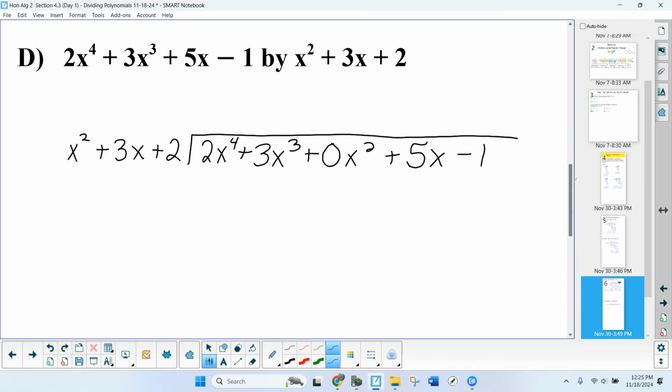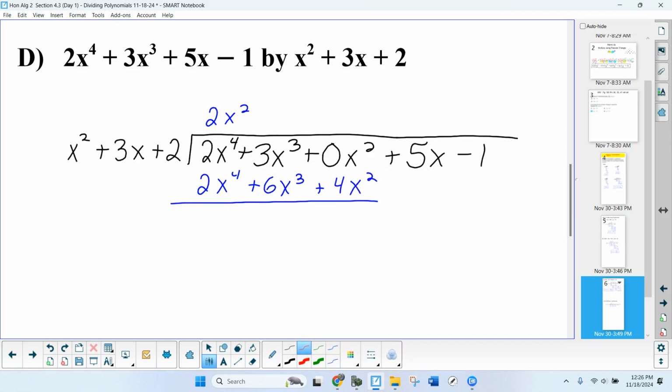What would you guys multiply x squared by to get to 2x to the 4th? Now, when you multiply, you just have to multiply it by what? Each term. So, what would you guys get here? 2x to the 4th. What would you get here? 6x to the 3rd. What would you get here? 4x squared. And now you come in and what? And go from there. Could you guys finish this?